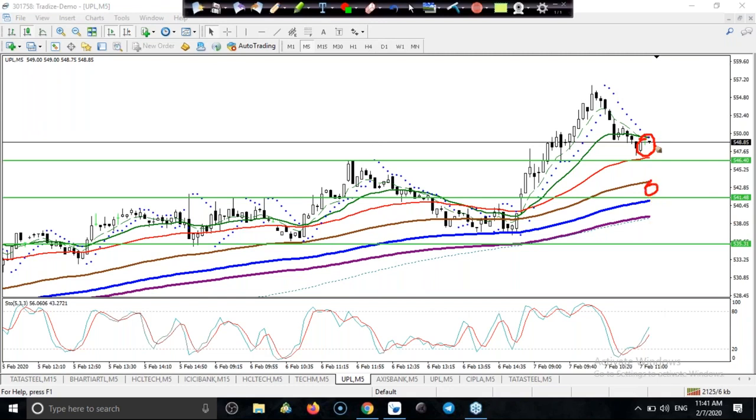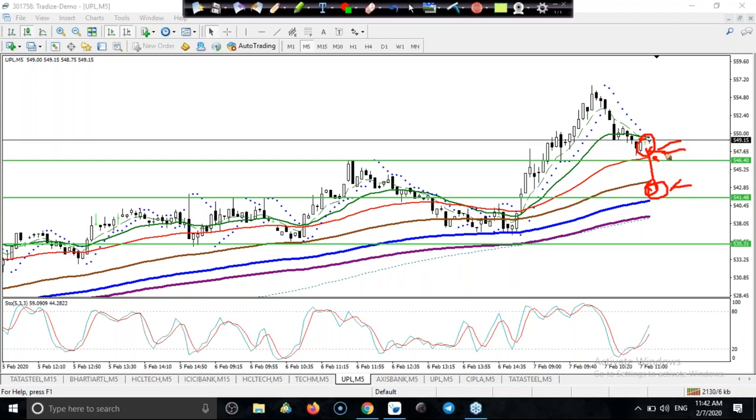Remember, if a parabolic chart appears in this area, I'll buy. If the parabolic chart is not forming below, and price drops down, again I'm looking for buy in this area. That means in UPL I'm looking for buy in two regions, one here and another here. I'm looking for buy only, I'm not talking about sell.